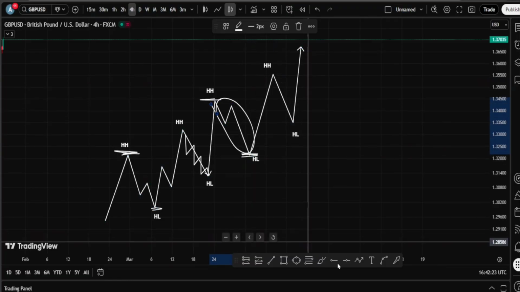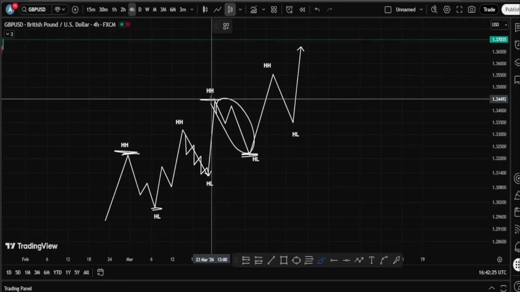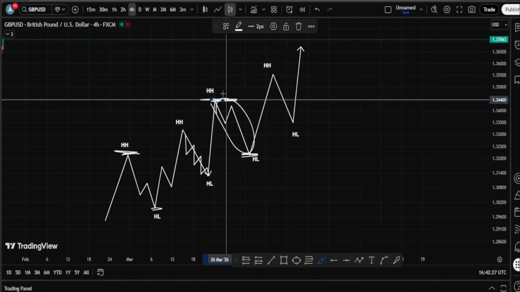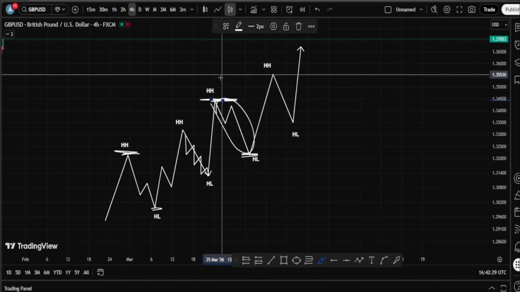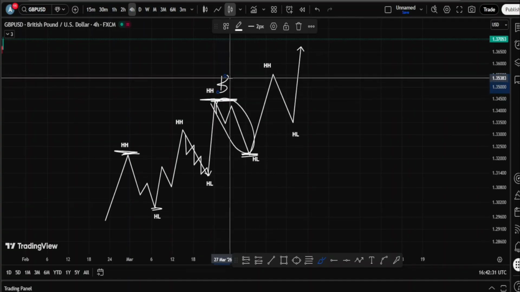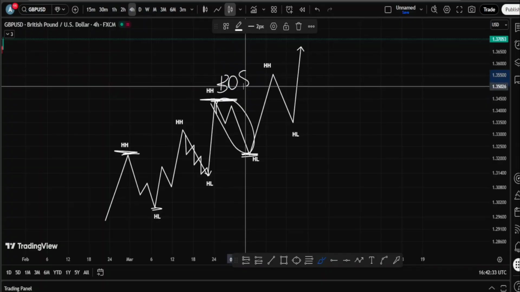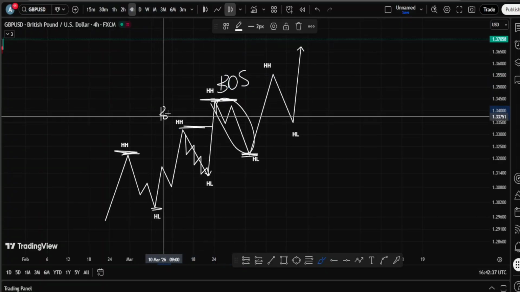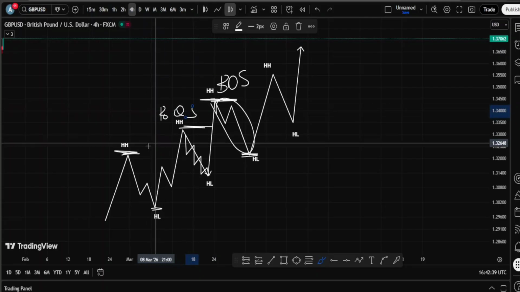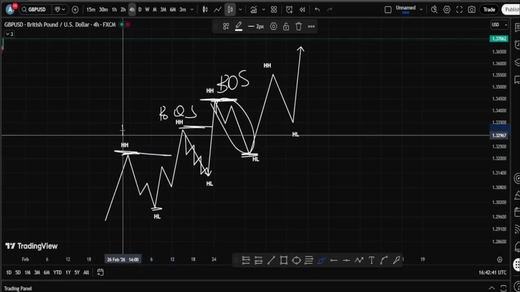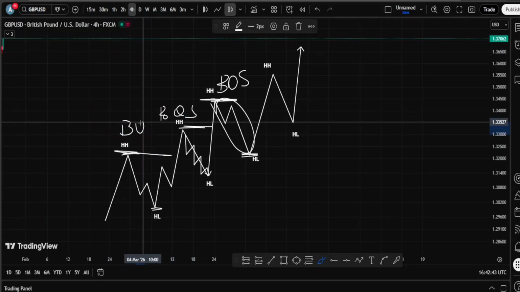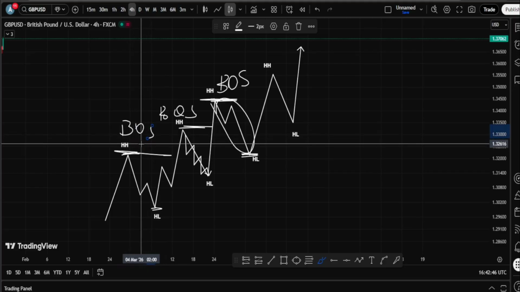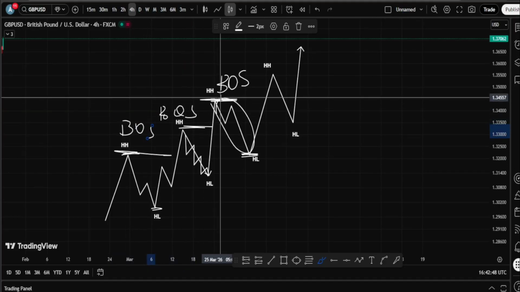Now price push up, break this previous high here, okay? So this area here become break of structure. If something like this happen, become break of structure. Price break this high here, become break of structure. Okay, break of structure. Price push up, break this high here, become another break of structure. Okay, so break of structure 1, break of structure 2, break of structure 3.